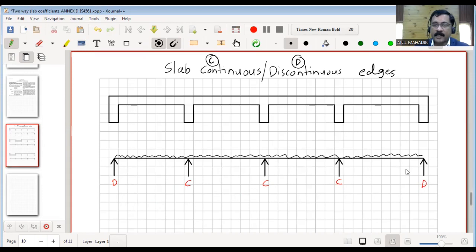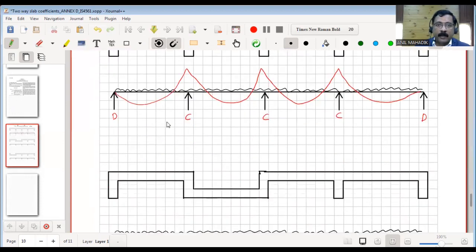Once you understand this, then we can draw the bending moment diagrams. As it is discontinuous, it is zero moment, that is, simply supported. Then we will have a continuity moment here like this. So this is, in general, the bending moment diagram for continuous slabs. Now we will see the next example.